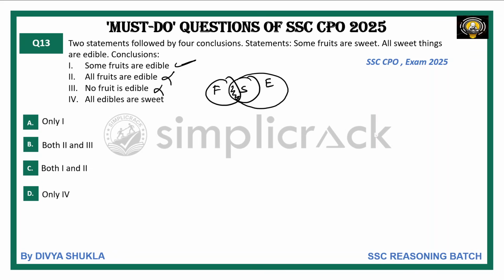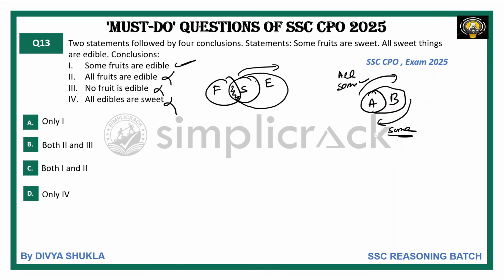"All edibles are sweet." No, it is incorrect. Why? I have already told you that this is A and this is B. When you go from inside to outside, all and some both are correct. That means if I'm saying all A are B, then it is correct. Some A are B, it is correct. But when I'm coming from outside to inside, only some is correct. That means if I'm going from inside to outside, then I can say all sweet are edible, some sweet are edible. But when I'm coming from outside to inside, I can only say that some edibles are sweet. That is why the correct answer would be only one conclusion will follow.